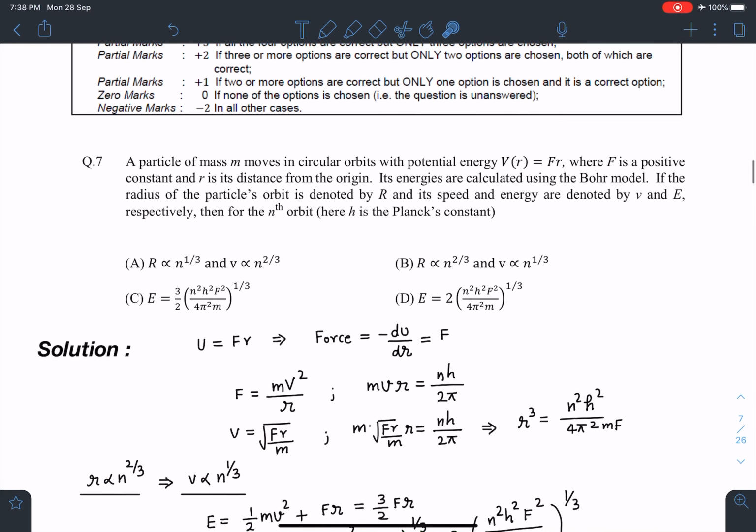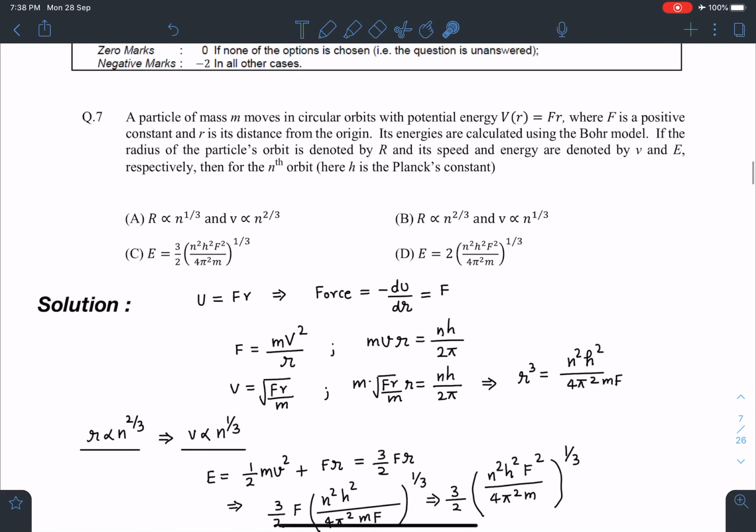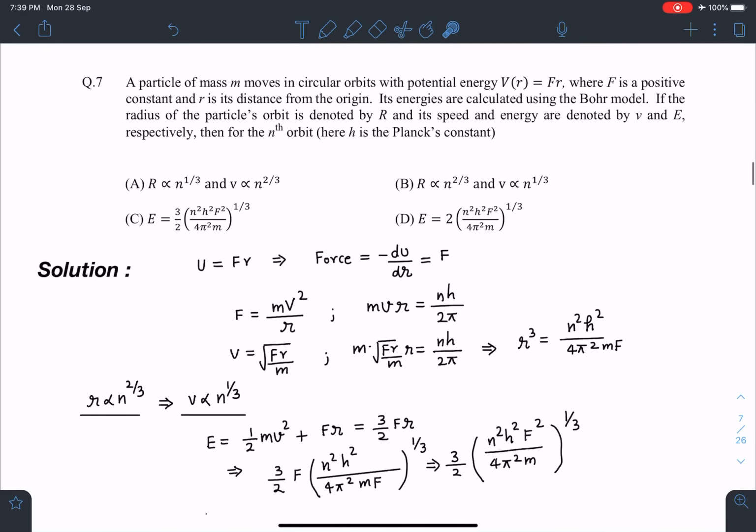So next, 7th question. A particle of mass m moves in a circular orbit with potential energy V equal to Fr, where F is a positive constant and r is its distance from the origin. Its energies are calculated using the Bohr model. If the radius of the particle's orbit is denoted by R and its speed and energy are denoted by v and E respectively, then for the nth orbit, we have to apply the Bohr model in a modified potential energy form. Such types of questions have been part of the JEE exam earlier also. It's a very standard problem.